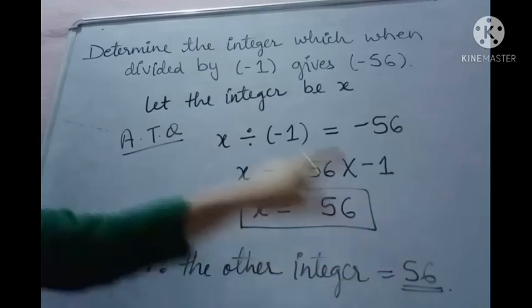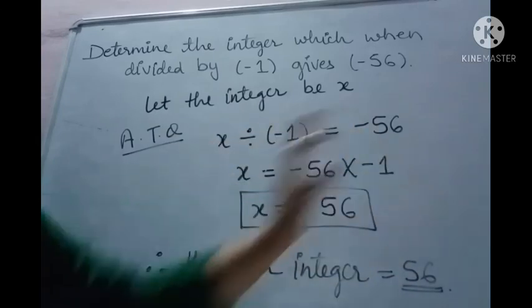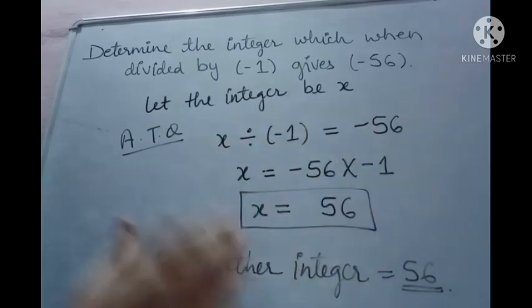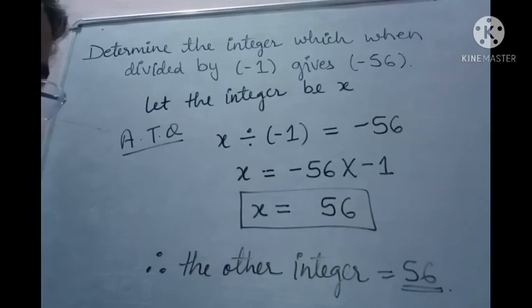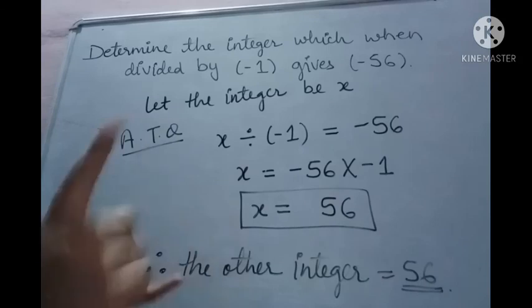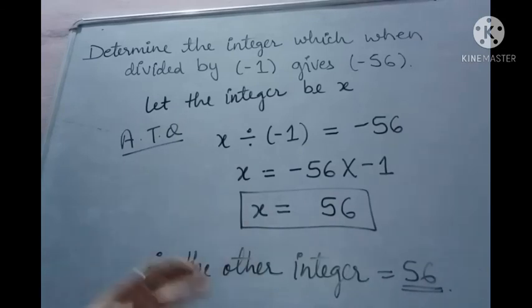So with this you determine the integer which, when divided by minus 1, gives minus 56. That means if you divide 56 by minus 1, then only you will get minus 56. I hope these questions are much understandable to you and I hope everything is clear now. While adding, subtracting, dividing, multiplying, this is what you need to do. So just watch the video carefully so many times so that all the things get clear.